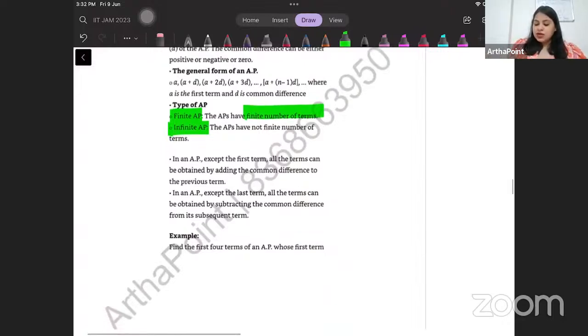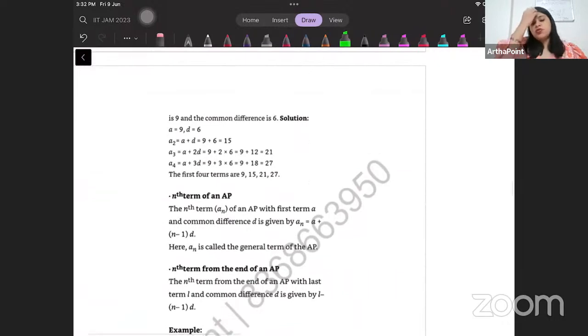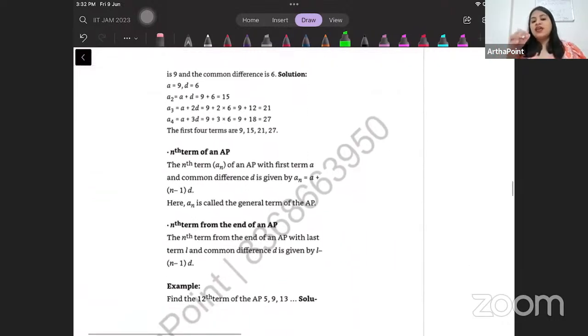Very simple. So now let us go ahead and talk about the formula of the nth term of an AP. So in exam, suppose they ask you find the 5th term of an AP, find the 10th term of this AP. So the nth term of the AP is given by a plus n minus 1 into d.